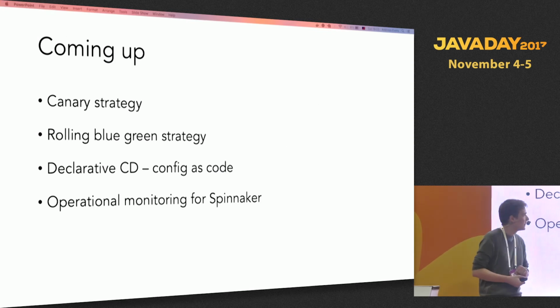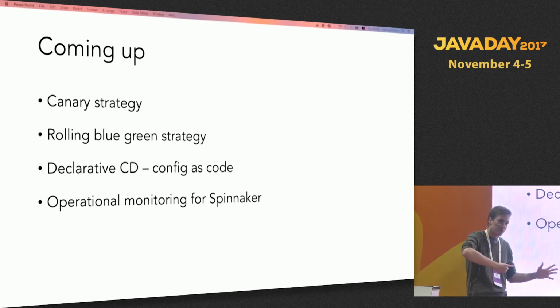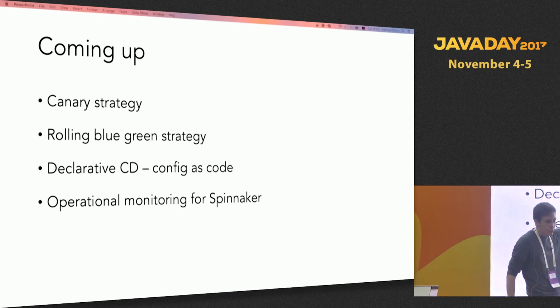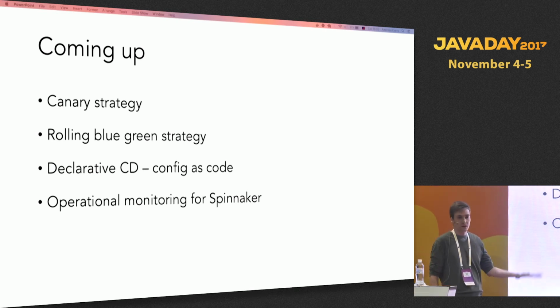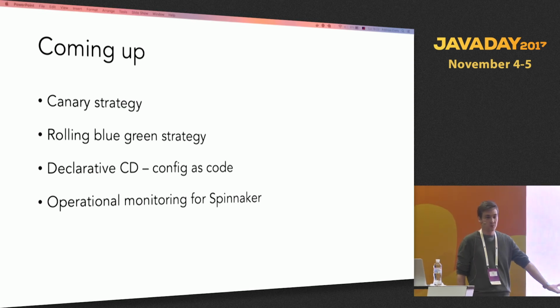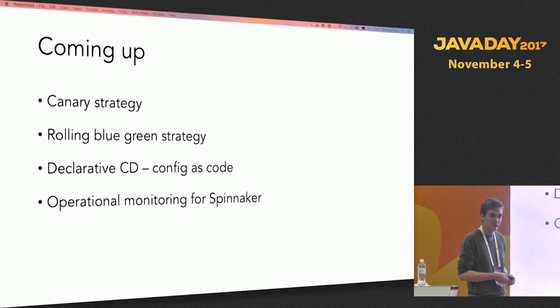What's coming up? Canary strategy. So I talked about the canary deployment. The score, that's a separate strategy. That's not yet merged into the master. You can turn it on, but it's not really fully supported yet. So that's coming up by the end of November, maybe December. The rolling blue-green strategy, so you can simply select that strategy and be done with it. That's pretty nice to have out of the box.